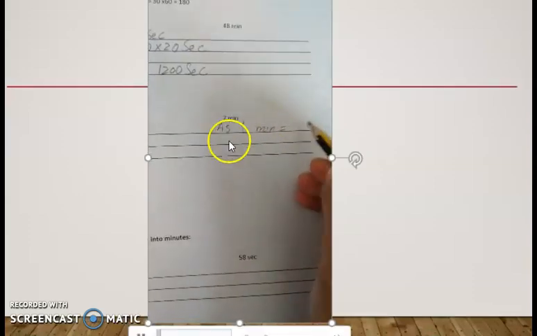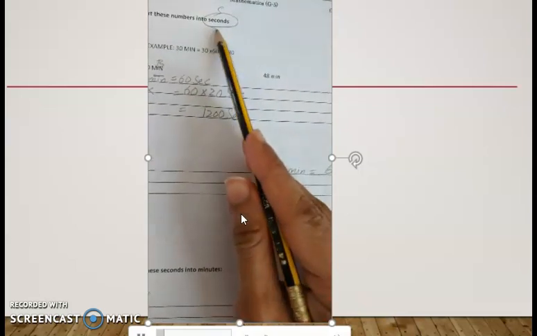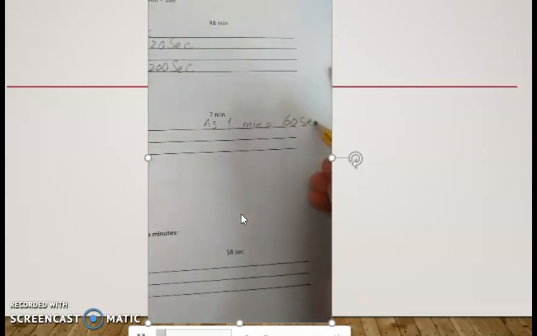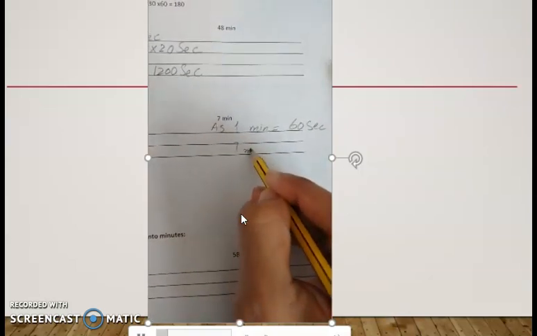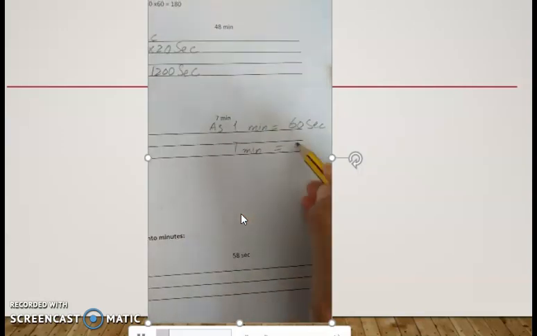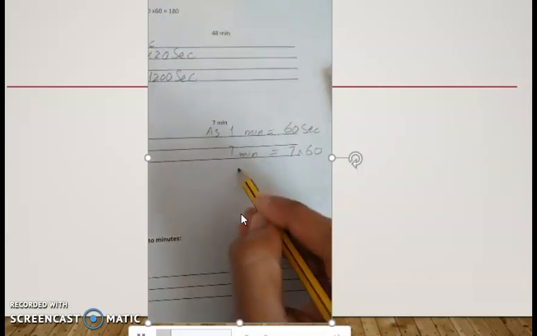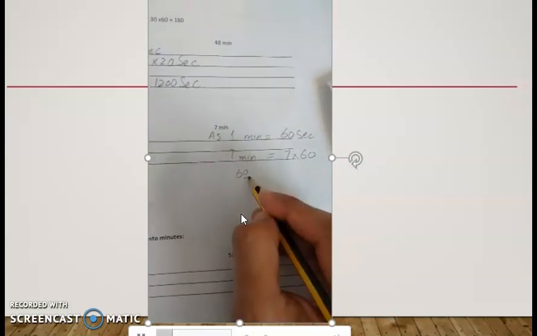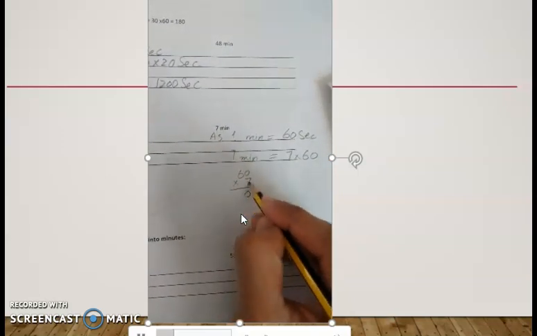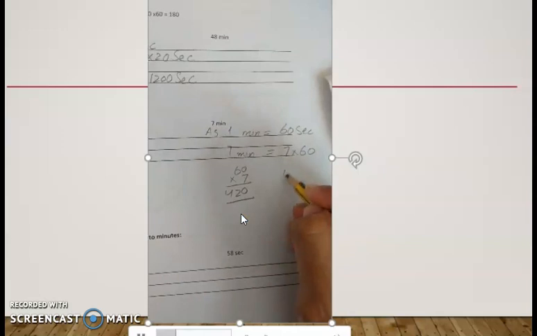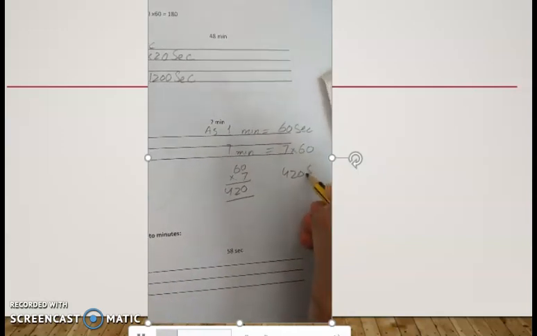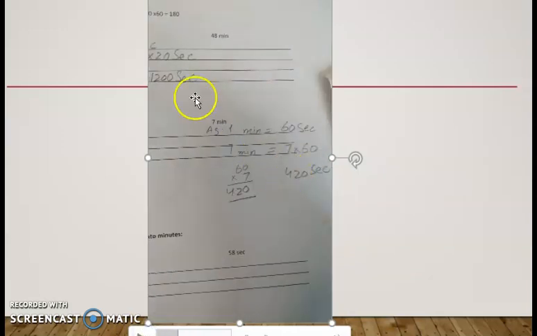Next, for 7 minutes I am writing that 1 minute has 60 seconds. So it means second is smaller, so I have to do multiplication. In 7 minutes, how many seconds? 7 multiplied by 60. Then 60 up, 7 down. Multiplication: 7 times 6 is 42, so 420. Here you can see what I did. 1 minute has 60 seconds, so 1 multiplied by 60 is equal to 60 seconds.